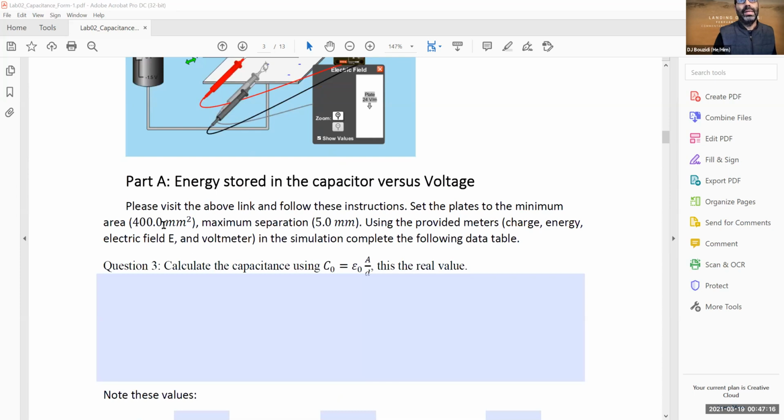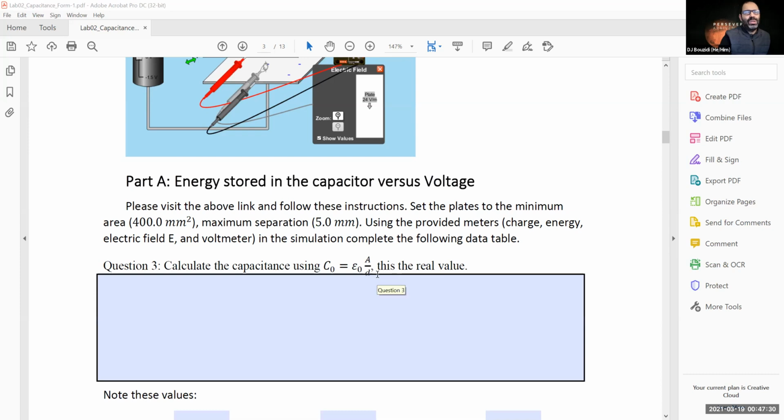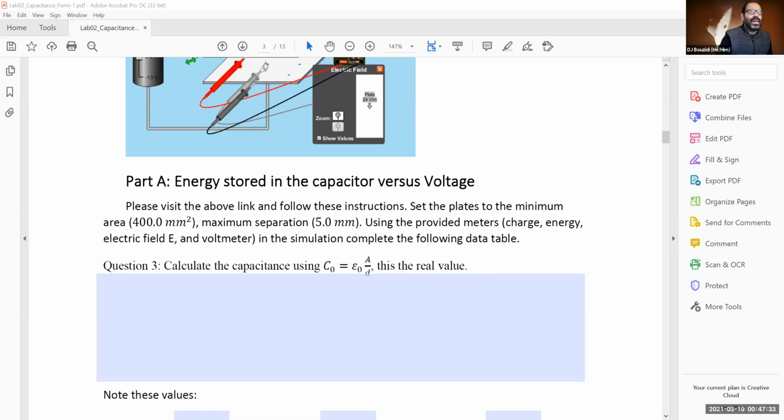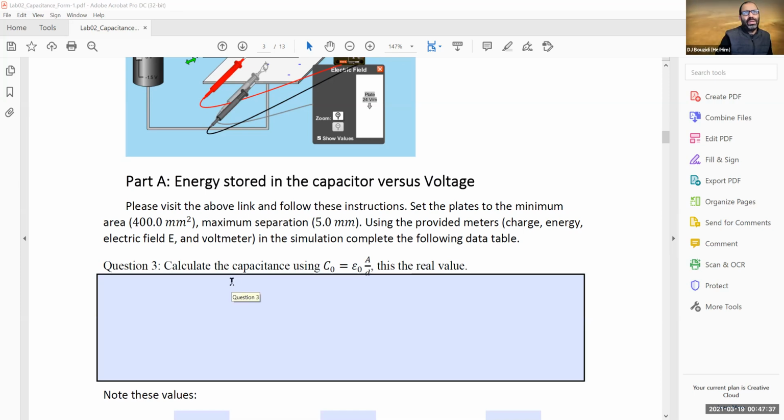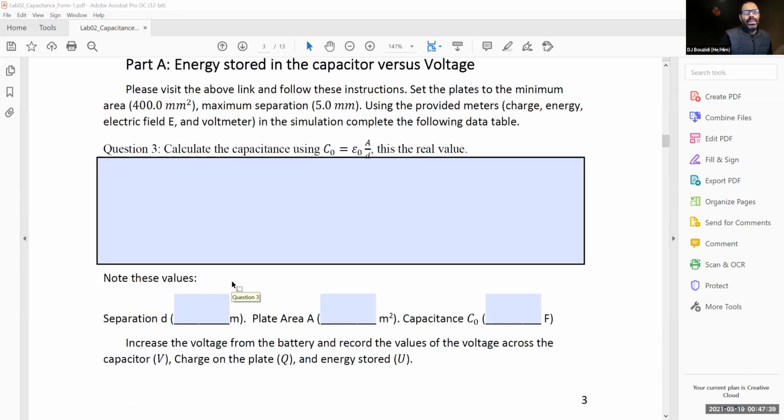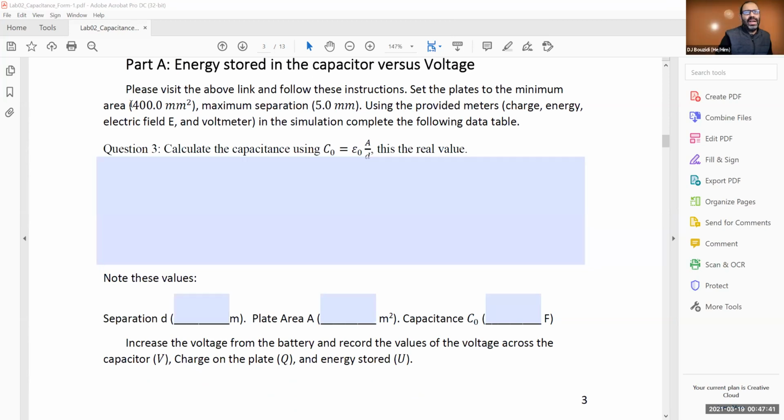They tell you to put it at 400 millimeters squared and 5 millimeter separation and calculate C naught. So now you have epsilon naught, which is given previously. You have A, which is 400. You have D. You're going to calculate the number, just like I did in my calculator. Please make it in full sentences and don't forget units, okay? So again, you're going to separate the value in here.